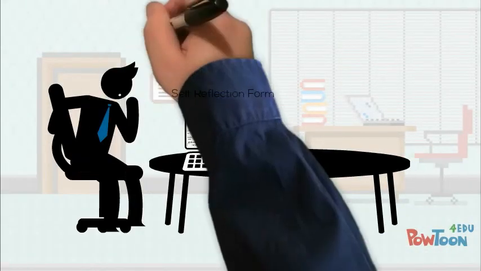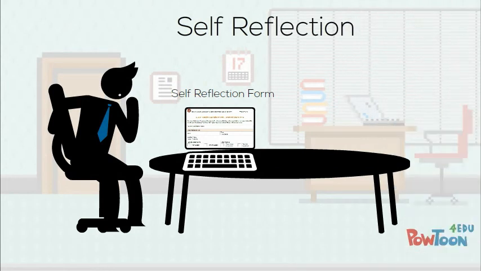The next phase of the observation cycle is for the teacher candidate to complete his or her self-reflection. This is important as this will offer evidence of the teacher candidate's abilities to engage in critical self-reflection and improving of his or her own practice.